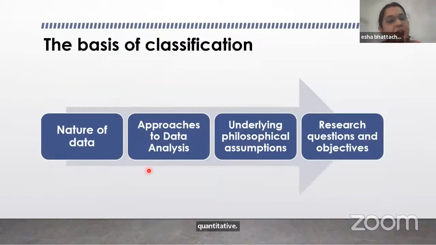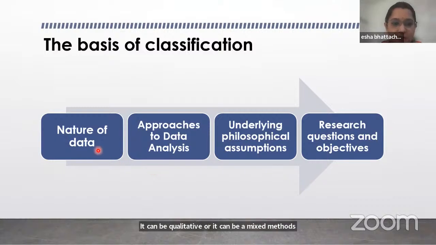What is this classification based on? This is based on nature of data, approaches to data analysis. Nature of data, I would like to just mention, for example, in qualitative research, we deal with non-numerical objects, like it can be words, it can be images. In case of quantitative research, we deal with specifically the numerical data using a statistical method, and whereas in mixed methods, we combine the both.